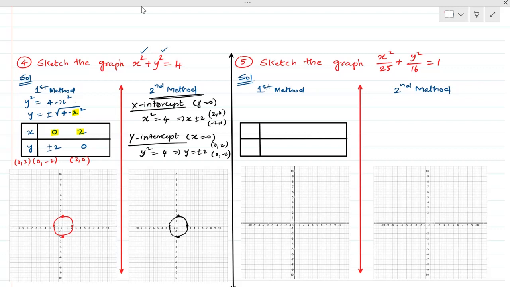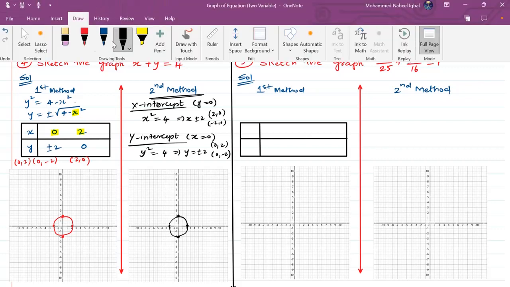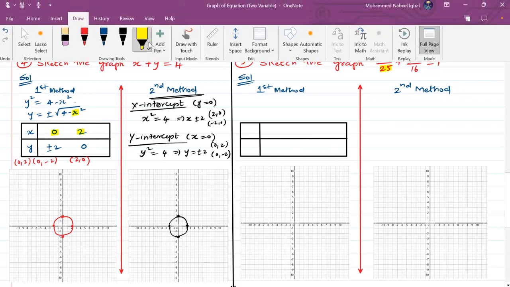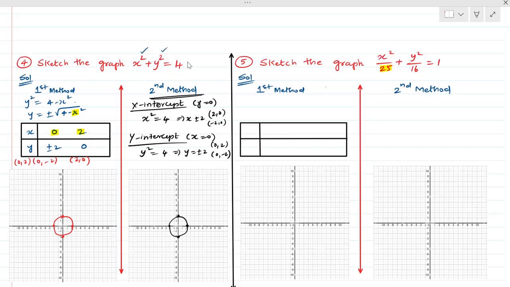Now we will have x square over 25 plus y square over 16 equal 1. So it is actually the ellipse, open on the x-axis. Let us check the graph. First of all, it is very difficult to do it using the table, though you can use the table as well. You will get the same answer, but I will use the intercepts. This is the easiest method, the intercept method.